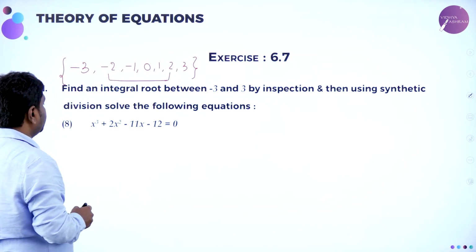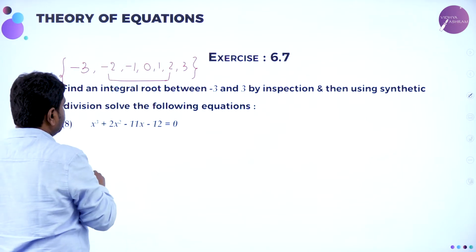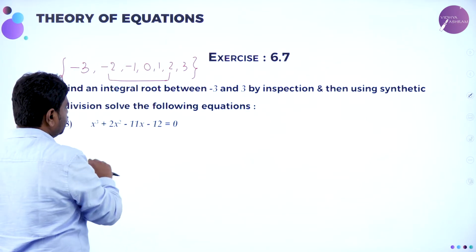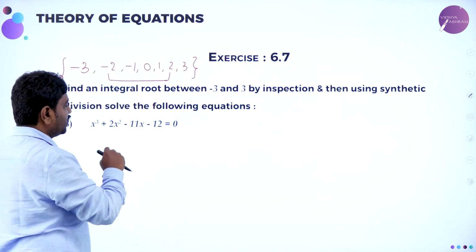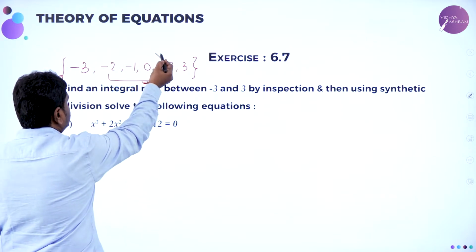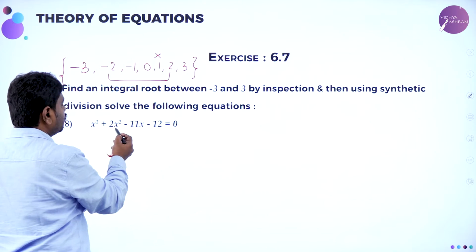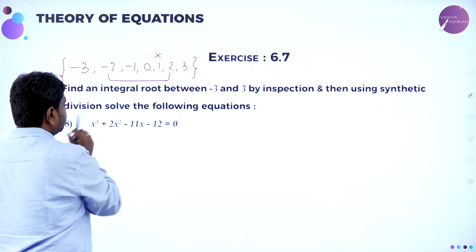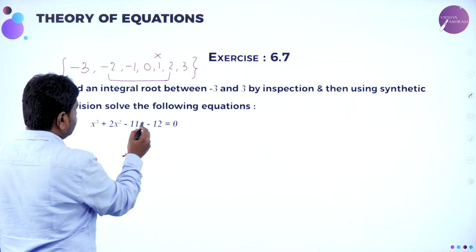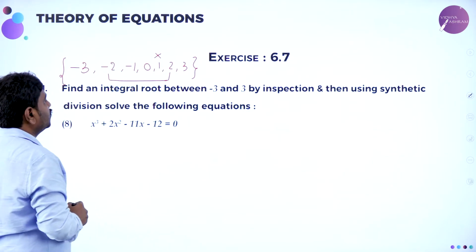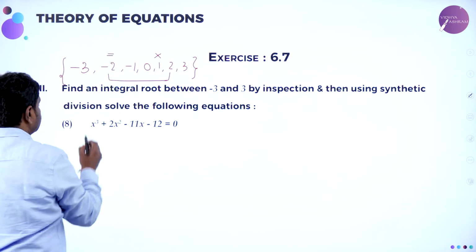So now if I trial, always I'll trial with 1. 1 cube is 1, 1 plus 2 becomes 3, and minus 11, 3 minus 11 is minus 8, minus 12, so 1 fails. If I trial 2, 2 cube is 8, 2 square is 4, 4 twos are 8, 8 plus 8 is 16, minus 22, minus 12, that also fails. So I'll try with minus 2.